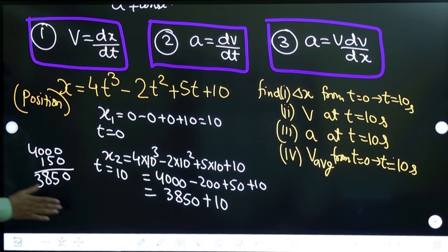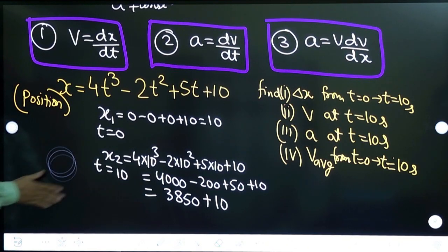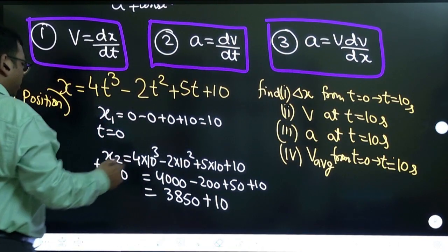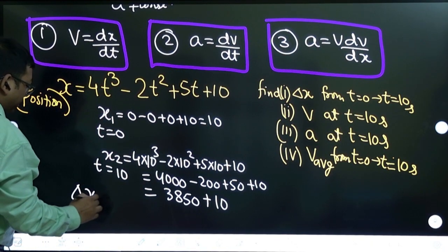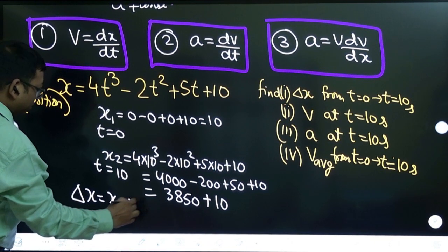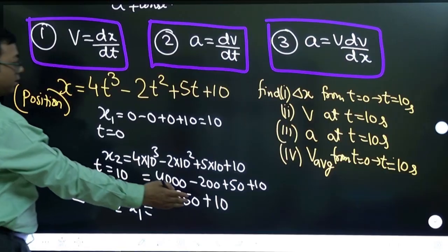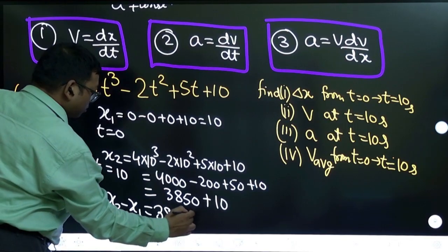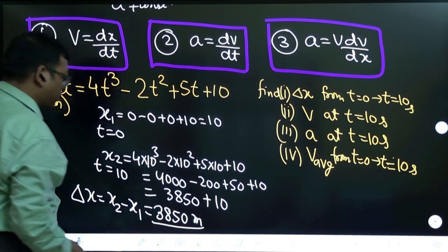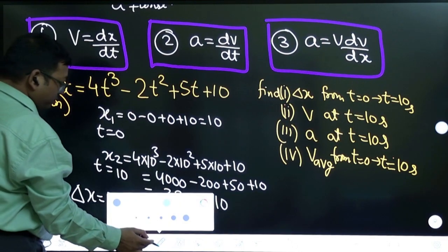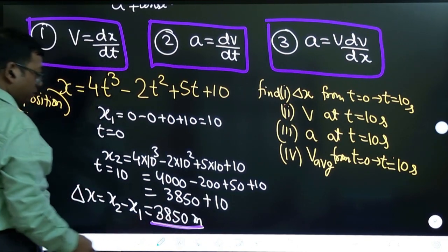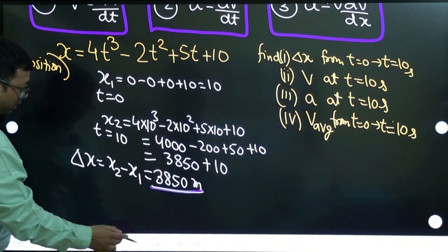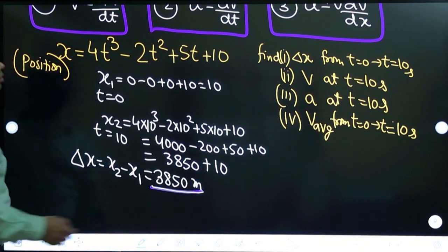Correct, 3850. If you want you can add the 10 also, but we want to calculate displacement, meaning final minus initial, x2 minus x1. That's why this 10 will go away when you subtract. So the answer will be 3850 meters. Everything is in meter, SI unit. Clear? Okay.